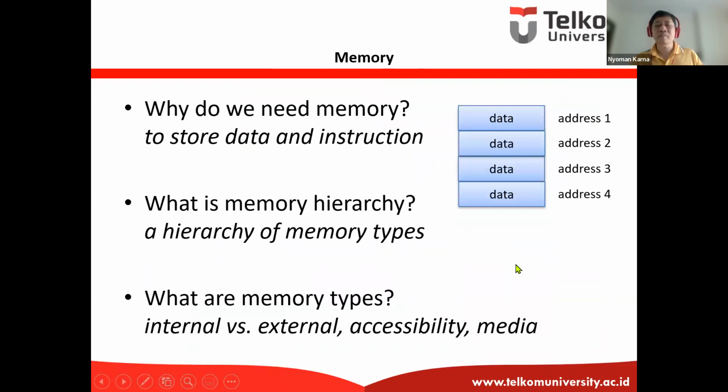Yeah. Now, why do we need memory? To store data and instructions, of course. Now, what is memory hierarchy? It's a hierarchy of memory types. For example, we have several types of memory: the fastest one, the biggest one, and the cheapest one. We need to combine all of those to create a memory that is fast enough but affordable to the user. So that's why we need the hierarchy of memory.